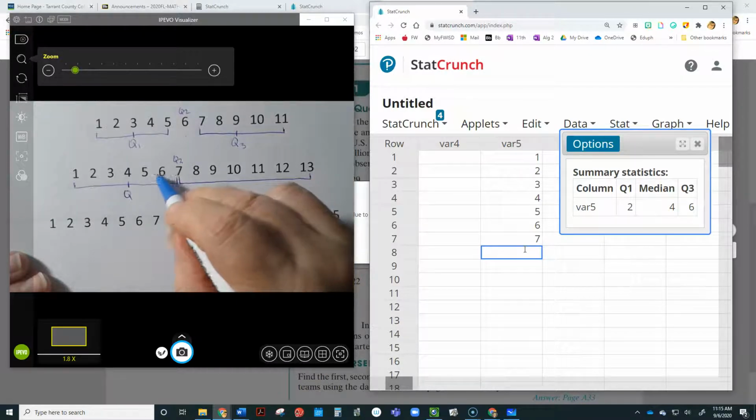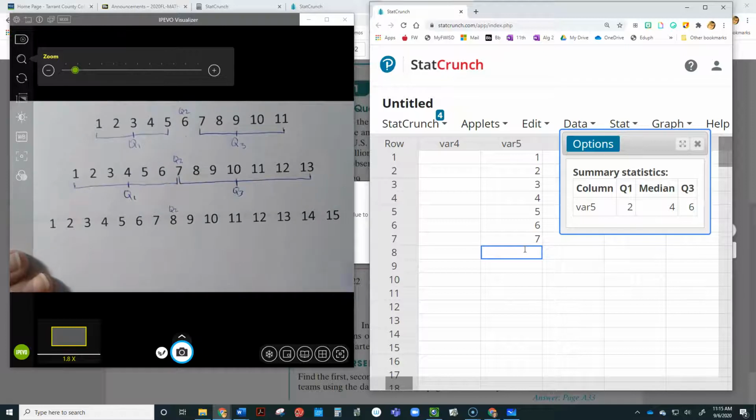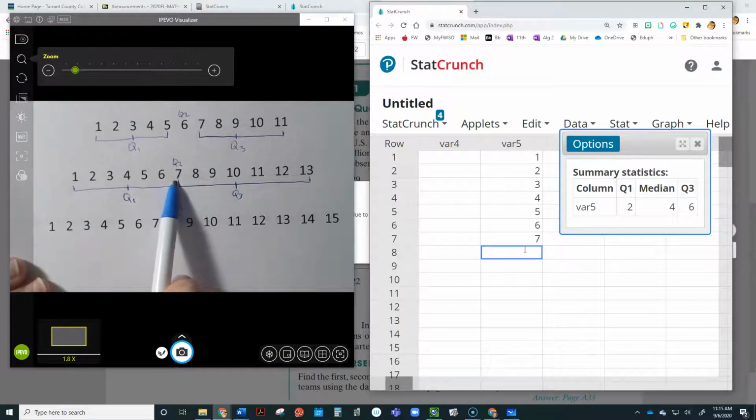Let's see, 1, 2, 3, 1, 2, 3. This is going to be Q3. So they're alternating. Here they don't use the median, here they do use the median.